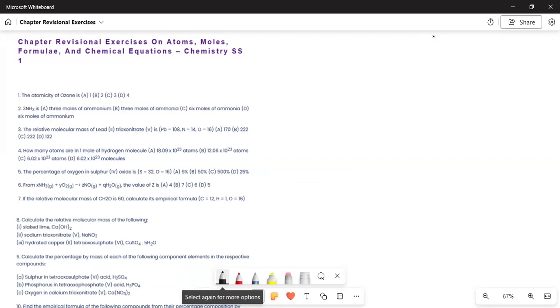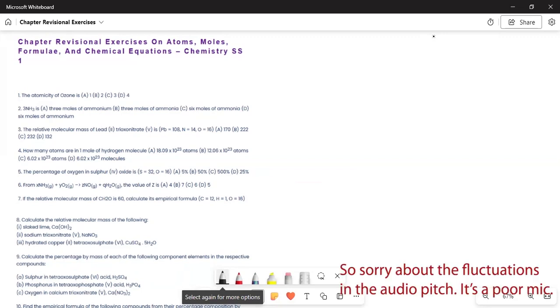We're looking at revision exercises on the chapters that have to do with calculation so far, and that will be on atoms, moles, formulae, and chemical equations. So this class is all about answering questions. And the first question here says the atomicity of ozone is A 1, B 2, C 3, D 4.